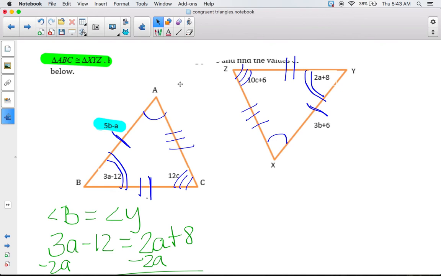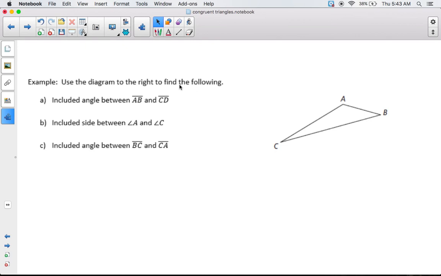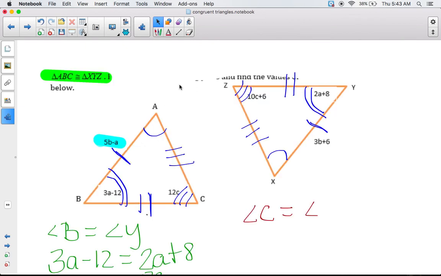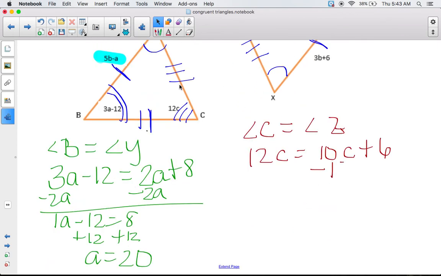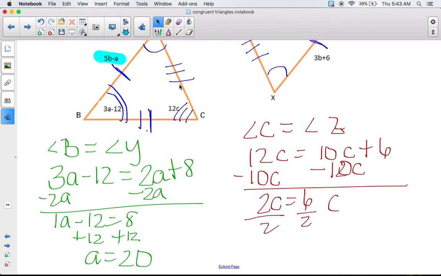Now, I can also find C by doing angle C is equal to angle Z. So this becomes 12C is equal to 10C plus 6. Subtract 10C. You're going to get 2C is equal to 6, divide by 2. C is equal to 3.